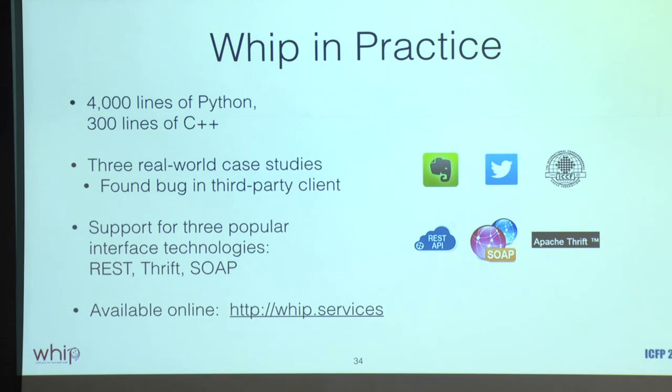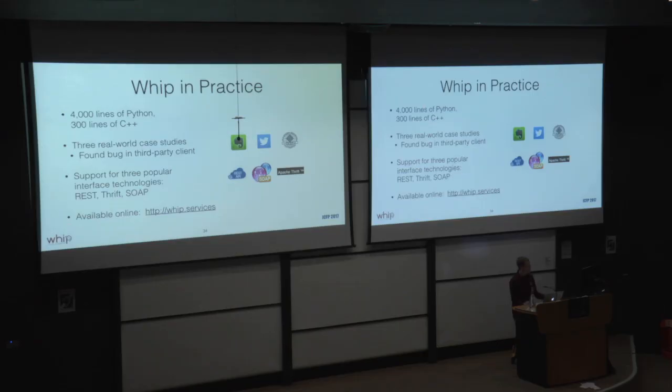So in addition to formalizing the key properties of WIP, we also implemented a prototype. And to solve the challenge of dealing with multiple protocols, we have a network plugin system that allows WIP to use REST, Thrift, and SOAP. And others can write their own plugins for their favorite protocols too.